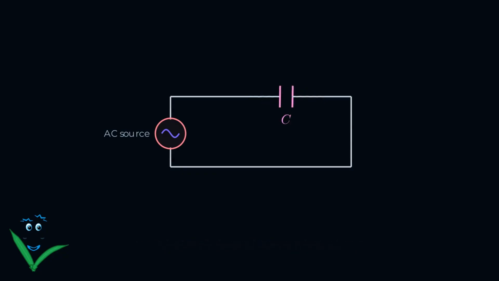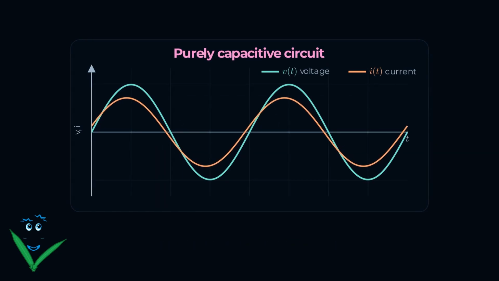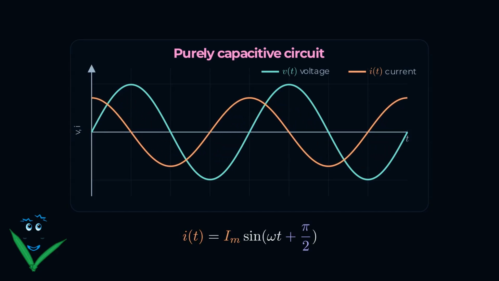Now replace the inductor with an ideal capacitor. A capacitor opposes changes in voltage, and current flows as it charges and discharges. In a purely capacitive circuit, the current leads the voltage by 90 degrees. It can be described as I of t equals Im multiplied by sine of omega t plus pi over 2. The current reaches its positive peak 1/4 of a cycle before the voltage.